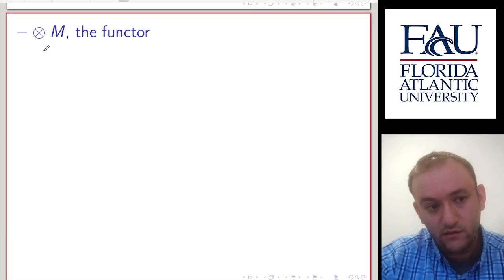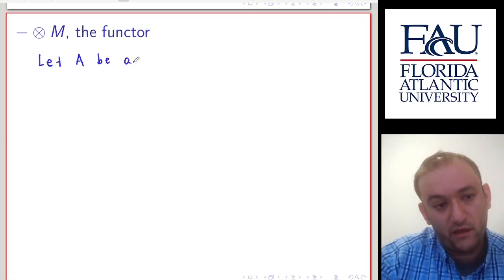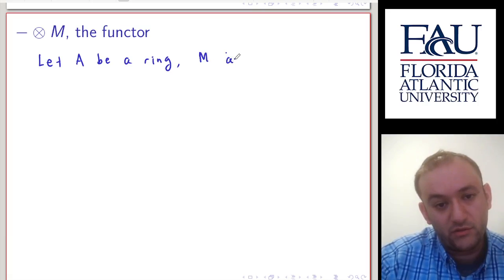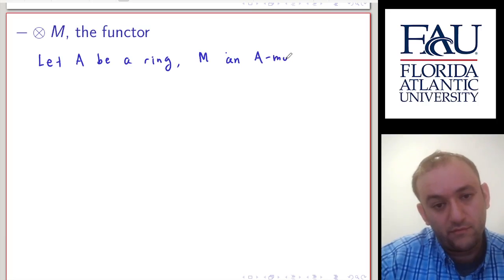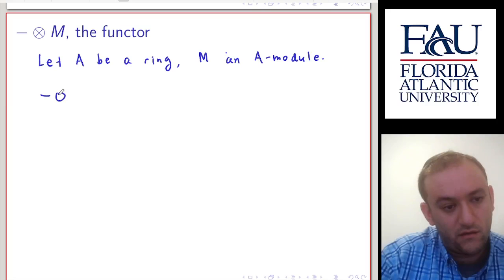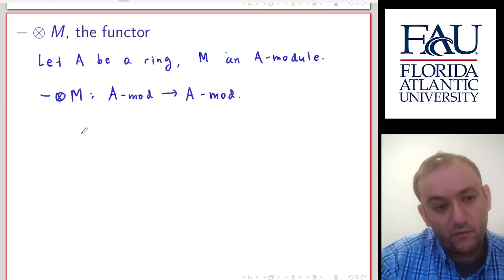Okay, so we define the ring A. So we'll let A be a ring. And we'll have M an A module. Then tensoring by M is a functor from A modules, the category of A modules, to itself. Okay, and obviously we're tensoring over A.